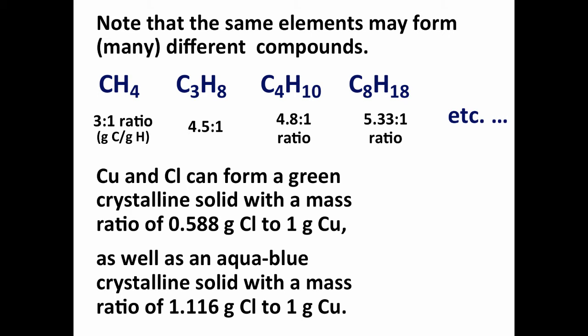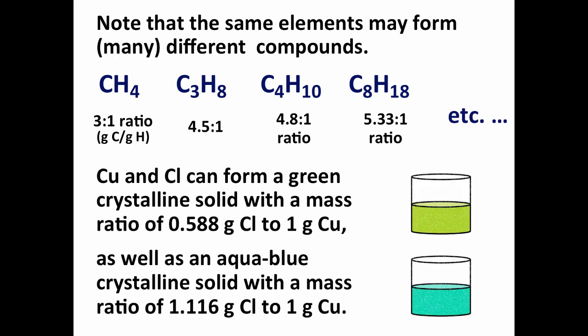So let's do something a little simpler, which is copper and chlorine. It turns out that copper and chlorine can make a kind of green crystalline solid, represented here at least, which has a mass of 0.588 grams of chlorine per 1 gram of copper. But copper and chlorine also make a sort of bluish-green, aqua blue crystalline solid that has a 1.116 grams of chlorine to 1 gram of copper ratio.